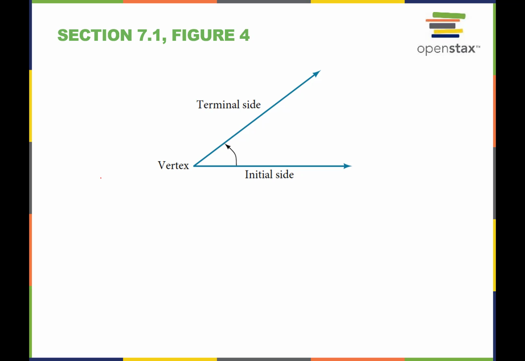Now, when we form our angle, we start with an initial side. And then what we do is we sweep open, and depending on how big we want our angle to be, the wider we want our angle to be, the further out this comes here. Where we stop, that side is called the terminal side. So this is my initial side. It sweeps open, and where it stops, that ray is called the terminal side. And again, of course, where they come together is called your vertex.